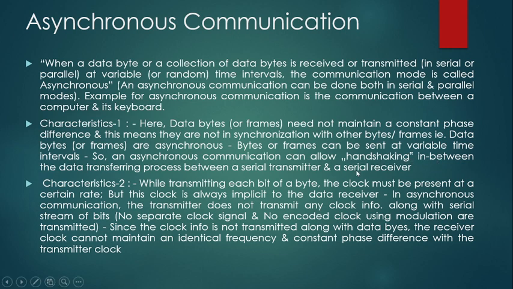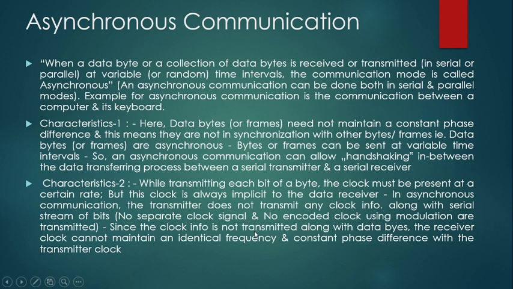There is no clock. The second characteristic is that the clock must be present at a certain rate, but this clock is always implicit to the data receiver. That is, this clock is not going to enable sync between the frames. In asynchronous transmission, the transmitter does not require any clock information. For the transmitter and the receiver there may be a clock signal, but it is not going to synchronize the bytes. There will be no separate signal and no encoded clock using modulation.